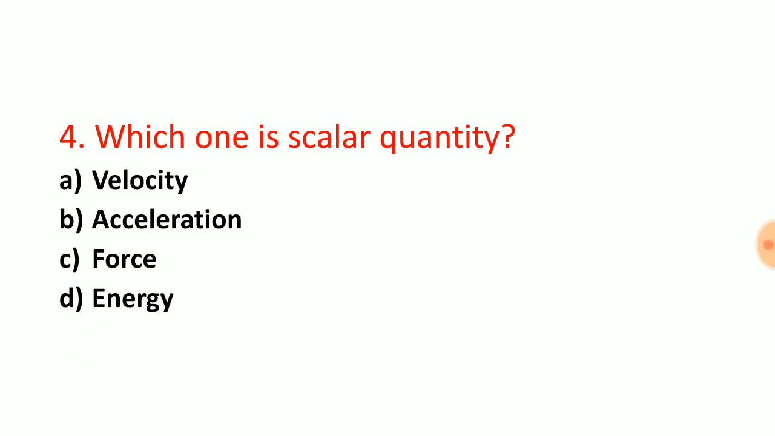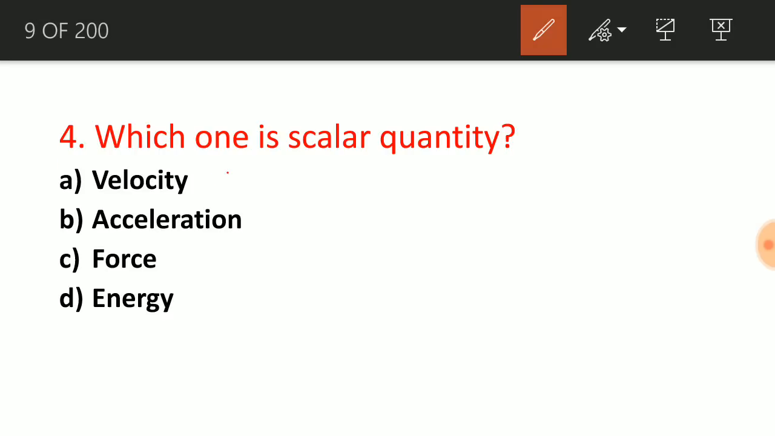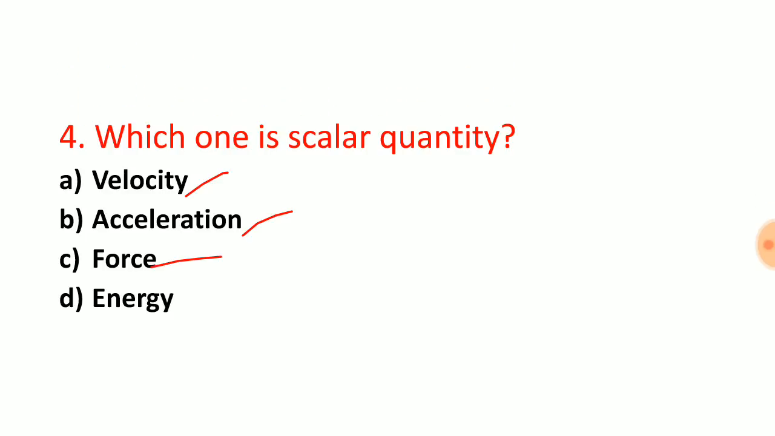Question number 4. Which one is a scalar quantity? If we see this, velocity is a vector quantity, acceleration is a vector quantity, force is a vector quantity. So the answer for this question is option choice D. Option choice D means energy is a scalar quantity for question number 4.